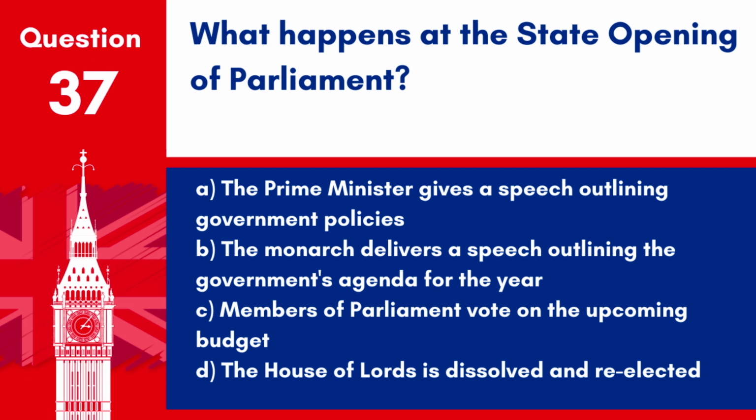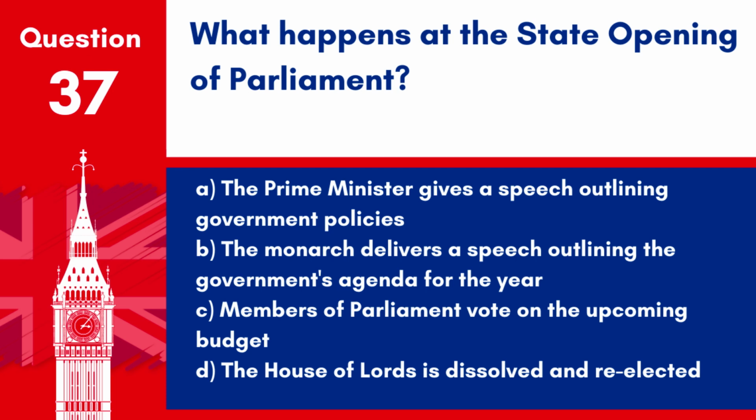A. The Prime Minister gives a speech outlining government policies. B. The monarch delivers a speech outlining the government's agenda for the year. C. Members of Parliament vote on the upcoming budget. D. The House of Lords is dissolved and re-elected.